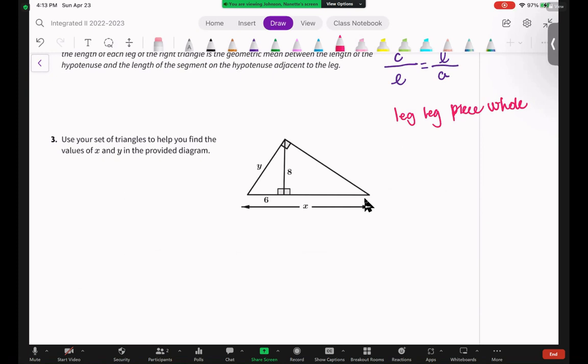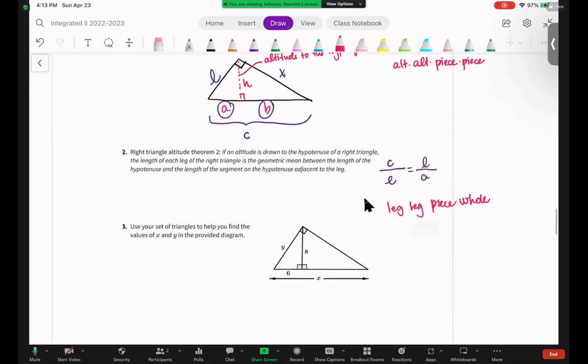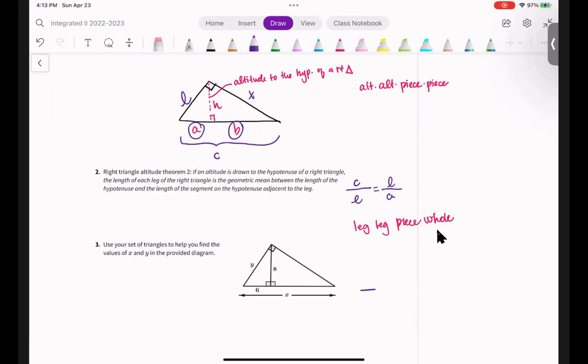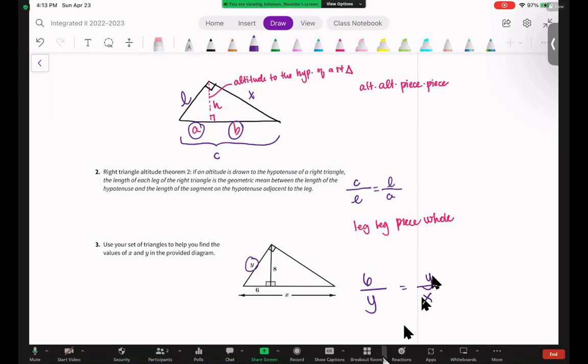Okay. So I don't know about you, but the one that stands out to me, I don't know this other piece, so I'm not going to use this one. I'm going to use leg, piece, hole first. So I'm going to go over here and I'm going to go leg, piece, hole. So I have Y. So I get Y here, Y here. I get the piece, which is 6, and I get the hole, which is X. Okay, and that's one equation with two variables.